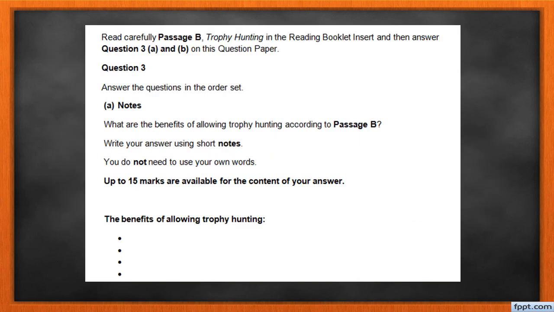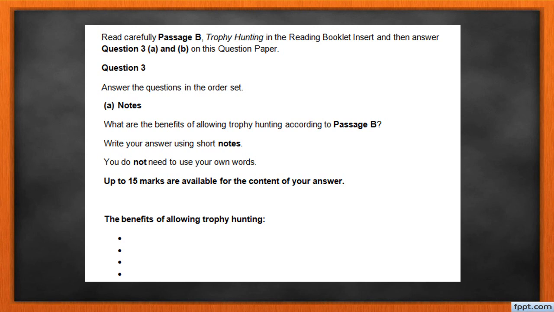So we've got the two halves to the question. The first half of it then is the bit where it will tell you, first of all, what you're looking for. So read quite carefully passage B, this text called Trophy Hunting, in the reading booklet insert, and then answer question 3A and B on the question paper. And you'll see the question paper is really nicely set out. So it's got the bullet points for you to fill in, and then on the next page it's got the lines for you to write your continuous answer.